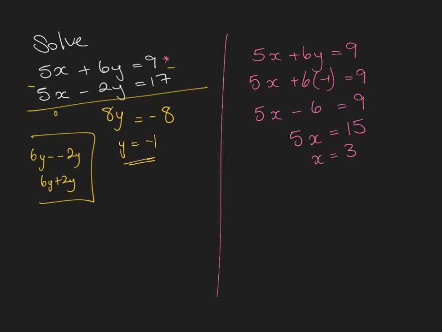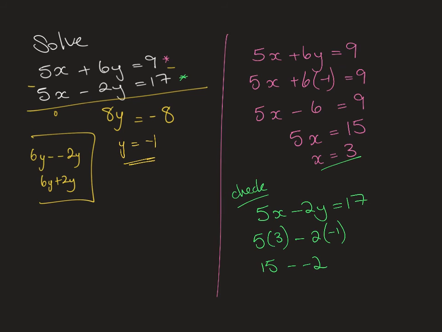The last step is exactly the same. We check it. So using the second equation, the one that we've not already used, 5x take away 2y is equal to 17, and x is 3, y is negative 1. So 5 times 3 is 15. Take away 2 times negative 1. So we're subtracting negative 2, which is the same as adding 2. And that gives us 17, which is what we wanted. And therefore, we've got it correct.